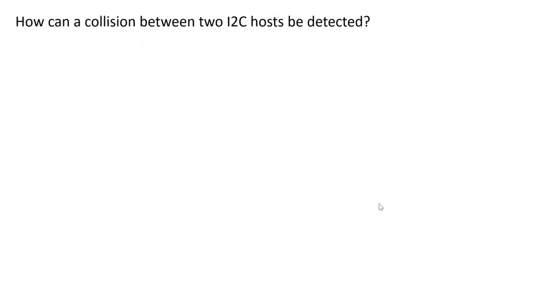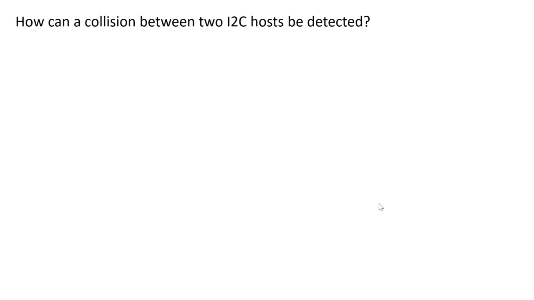How can a collision between two I squared C hosts be detected? Yeah, how can you detect a collision? Well, you got to ask yourself, like, what would happen in a collision? I mean, you got two masters, two entities trying to take mastership. What's the first thing they do when they're trying to take mastership? Well, they try to do a start bit. What's a start bit or start signal, right? What is a start signal?